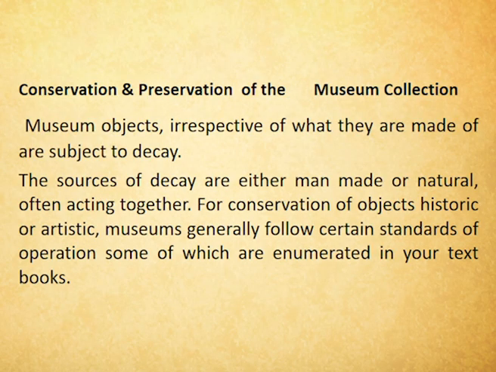Please follow it. Now, coming to conservation and preservation of the museum collection, I must tell you that they are all subject to decay, and the sources of decay are man-made or natural, often acting together also. For conservation of objects, historic or artistic, museums generally follow certain standards of procedure and operation, some of which are enumerated in your textbook. Every museum, generally the national museums, have their laboratories. For painting, for metal, they have experts working on them. And in this conservation process, we have two kinds of conservation.